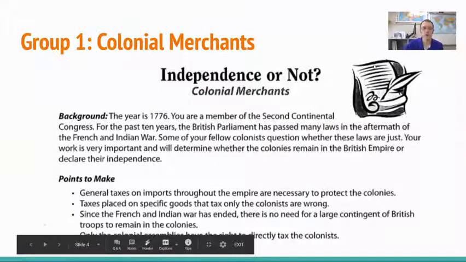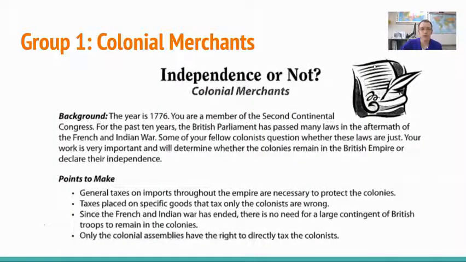So our first group are the colonial merchants. Now, the colonial merchants, they're selling items in the colonies, and so trade is very important for them. The year is 1776. You're a member of the Second Continental Congress. For the past 10 years, the British Parliament has passed many laws in the aftermath of the French and Indian War. Some of your fellow colonists question whether these laws are just. Your work is very important and will determine whether the colonies remain in the British Empire or declare their independence. So you're part of the Continental Congress, and you're deciding, should we go to war with Britain or not?